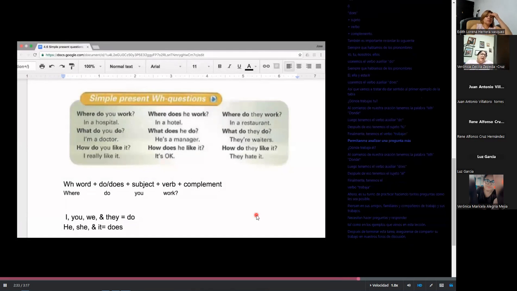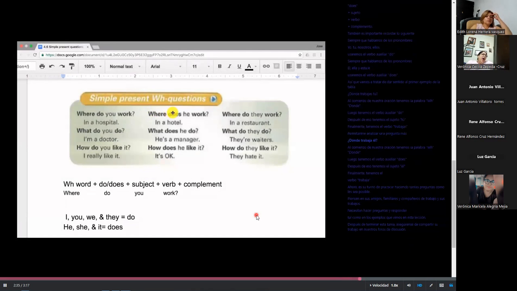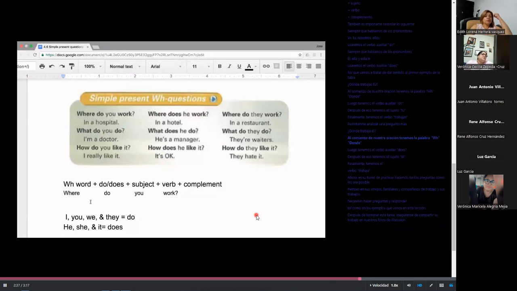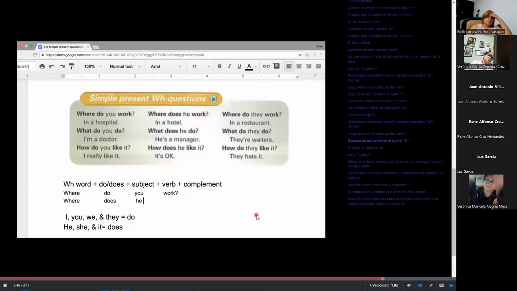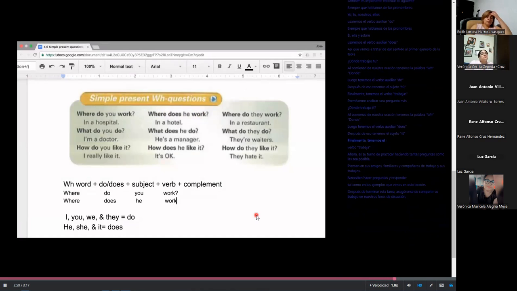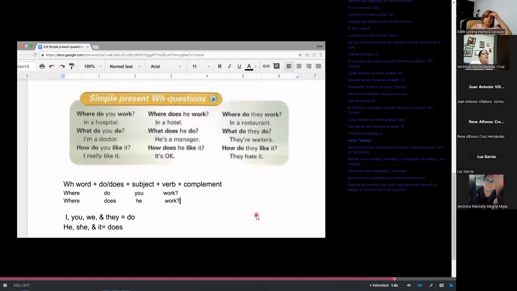Let's analyze one more example. Where does he work? At the beginning of our sentence, we have the WH word where. Then we have the auxiliary verb does. After that, we have the subject, he. Finally, we have the verb work.